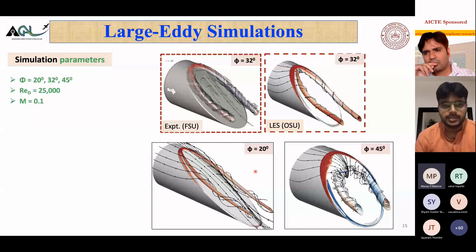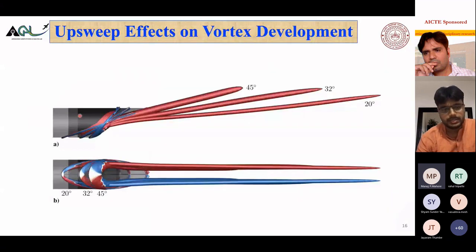Yeah, so we have seen how the flow looks, and let's go ahead and characterize them. These three vortices that you see are for three different angles: 20 degree, 32 degree, and 45 degree. I've just overlapped them on top of each other, and you can see that depending on how much upsweep you have, the development of the vortex is different.